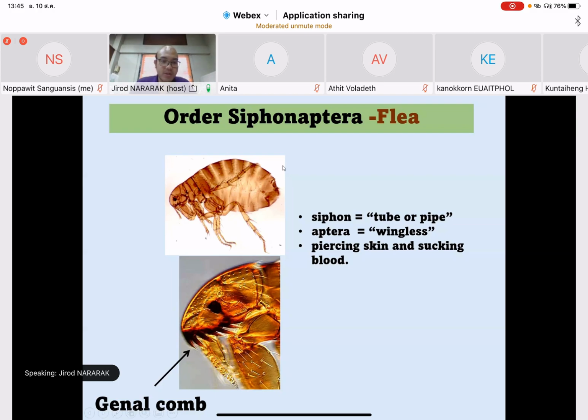Another characteristic is the leg. It is also a jumping leg, as you can see here, it is so big.